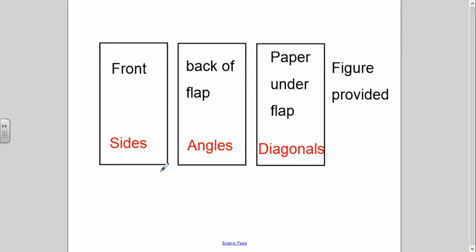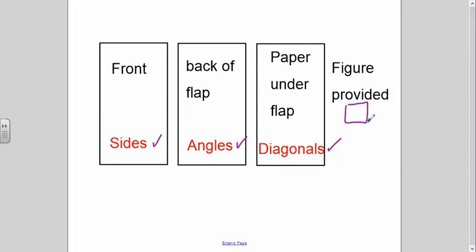And for each one, you've got the front of the paper. That's where you're going to talk about the information about the sides of that quadrilateral. On the back of the flap, that's where you're going to talk about the information about the angles. And then on the paper under the flap, you're going to talk about the diagonals. And then you should have pasted in the figure next to the notes.